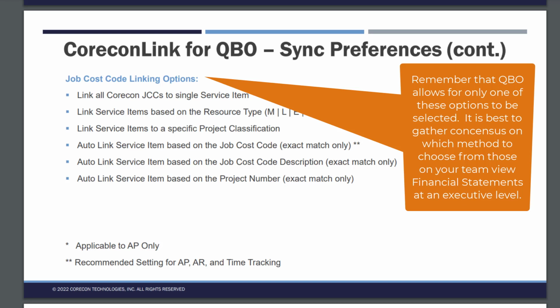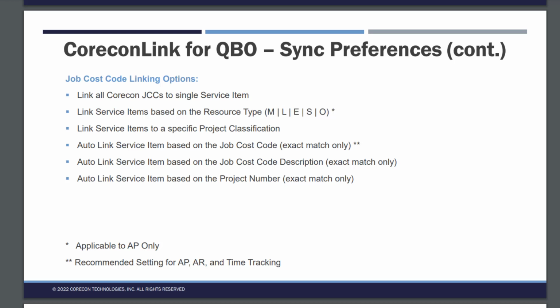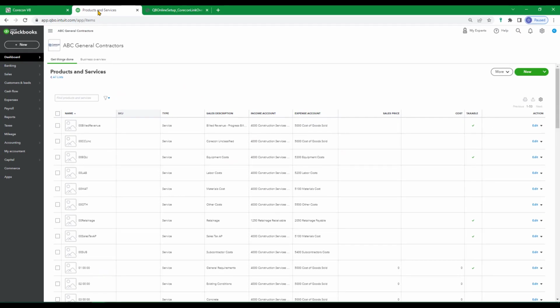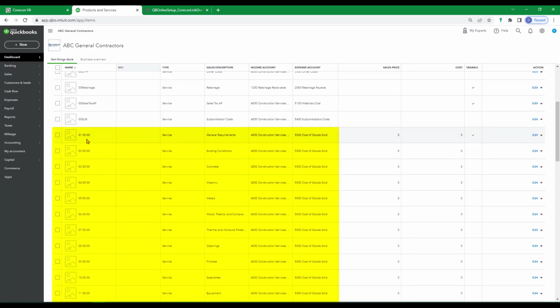Once you've decided which sync preferences to use, Corecon knowledge base articles provide you the import templates to bring that information directly into QuickBooks Online service items without having to manually key that information. If we jump back over to my products and services in QuickBooks Online, you'll see that the MLESO method requires 5 service items. The job cost code exact match would require divisions and or job cost code numbers that match exactly what's in your master cost code list in Corecon.